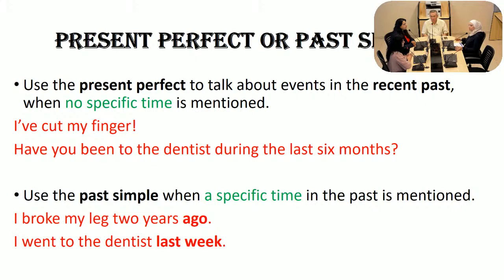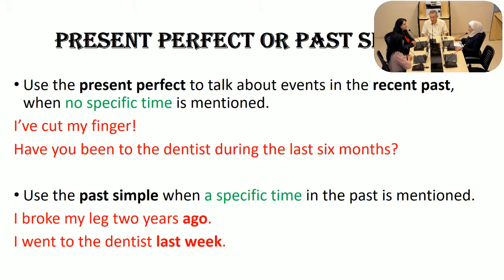Use the present perfect to talk about events in the recent past when no specific time is mentioned. So when we don't have a specific time, for example a date or yesterday, we can use the present perfect. The matter has to do with time reference.